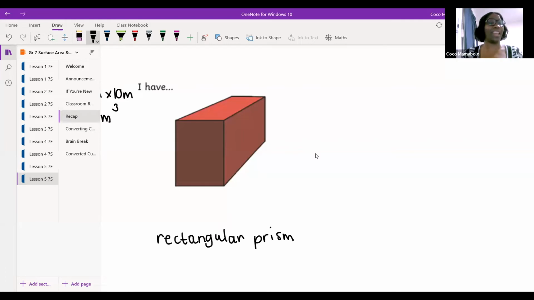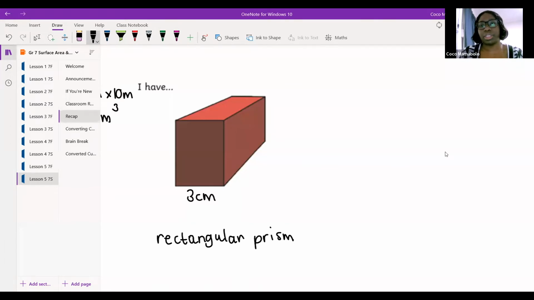Rectangular prism. It's a rectangular prism. Now, can I calculate the volume of a rectangular prism the same way that I can calculate for a cube? Can I do it in the same way? Why not? Who can tell me? If this side is 3 centimeters, can I just go ahead and go 3 times 3 times 3? Sangye, why can I not do that?